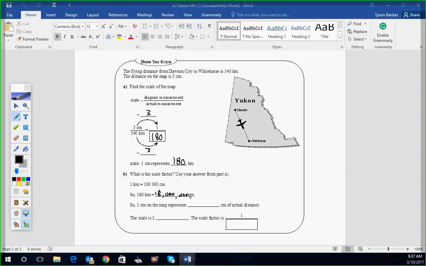Okay, so 1 centimeter on the map represents what actual distance. Oh, I see what they're doing. So they're saying if 1 centimeter is 180 kilometers, how much is 180 kilometers? It's that much actual distance. So it's pretty much giving you a ratio of centimeter to centimeter. So 1 centimeter on the map represents 18 million centimeters of actual distance. So the scale factor is 1 to 18 million.